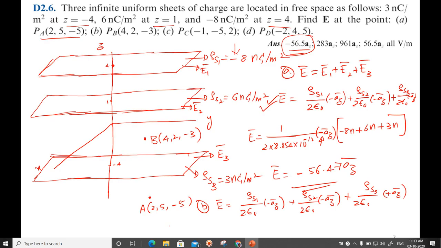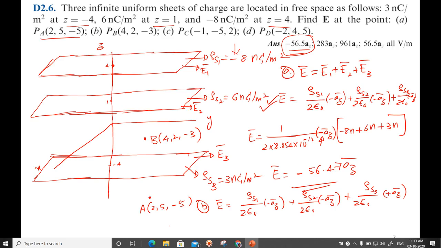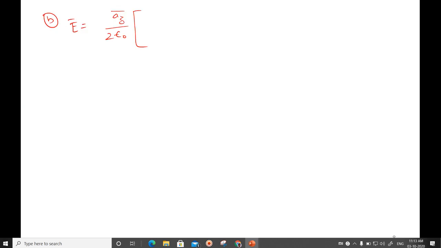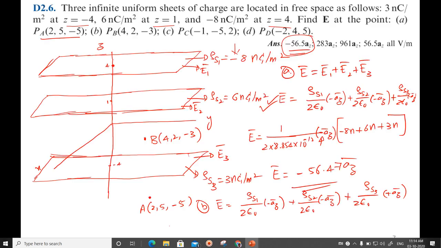E vector is equal to part B. E vector is equal to, okay, I'll take common. Az I can take it out. Az by 2 epsilon naught, I will take it out. I am left out with this minus sign. I will write it here only. Minus rho S1.